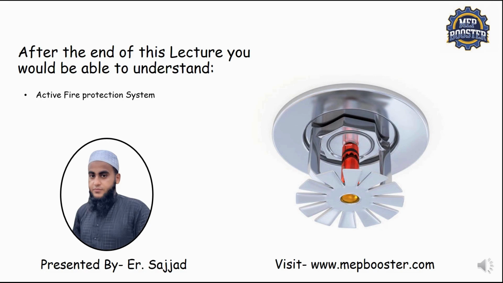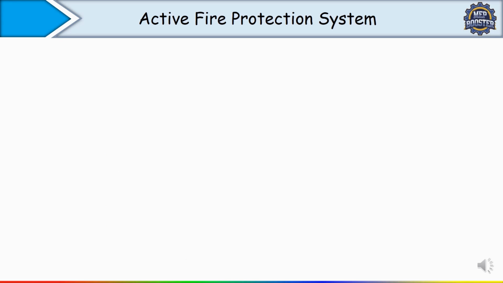So let's start. Here I have already explained what is active fire protection system. Active fire protection systems are designed to actively engage and suppress or control fire. They require activation either automatically or manually to function. Simple. Okay.